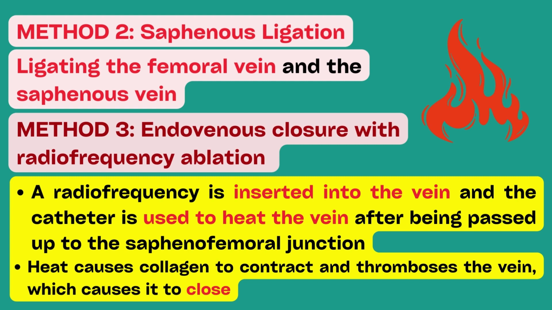The next one is endovenous closure with radiofrequency ablation or endovenous laser therapy of the saphenous vein. In this method, the saphenous vein below the knee is accessed with a needle utilizing ultrasound guidance. A radiofrequency or laser catheter is then inserted into the vein, and the catheter is used to heat the vein after being passed up to the saphenofemoral junction. Heat causes collagen to contract and thromboses the vein, which causes it to close.